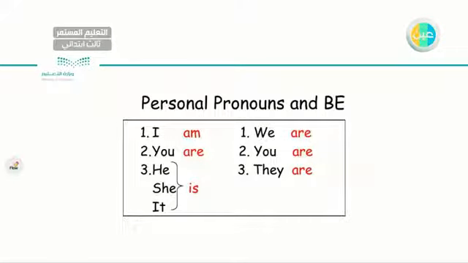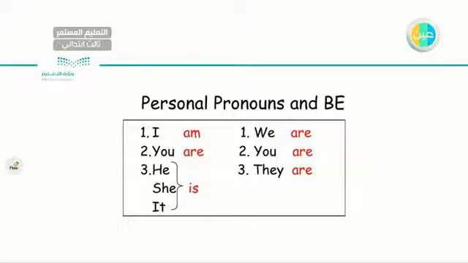Now, let's talk more about this one. Personal pronouns and verb be. As I told you, we have all these pronouns, number 1, 2, 3, I, and what kind of verb be do I use it with? So I am, you are, very good. He is, she is, it is, very good. And to your right, I have we are, you are, and they are.